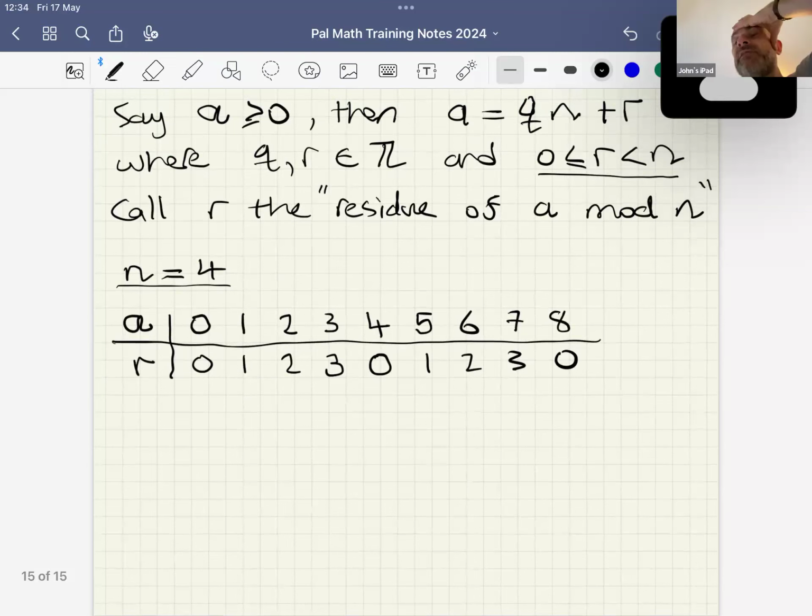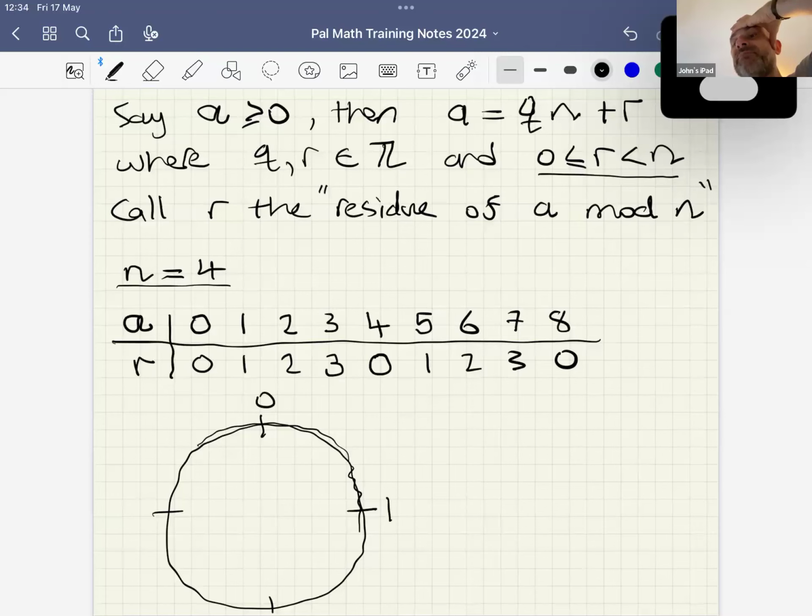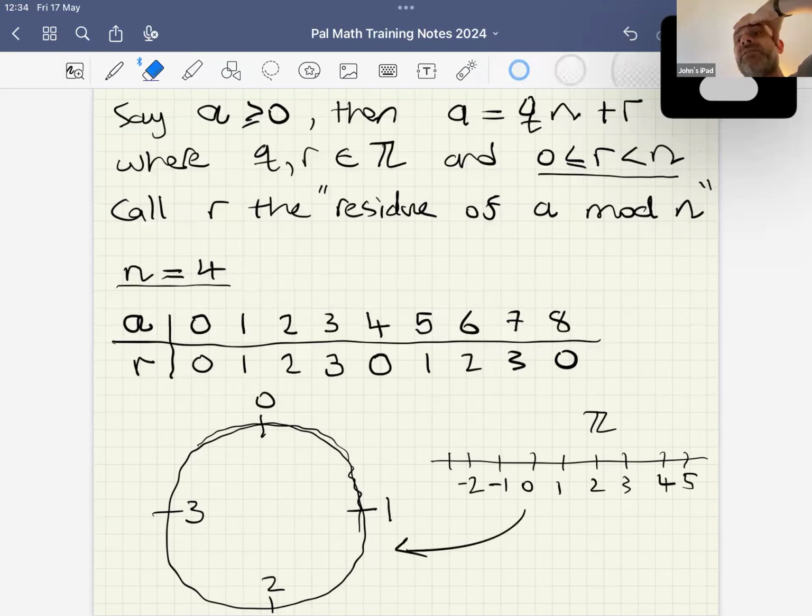Okay, so if you've seen this before, it's very simple. If you haven't seen it before, it's also very simple. The point is, it's like a circle. You're going around a circle, and the circle has 4 marks on it. And you can imagine getting your entire number line. So this is the integers: 0, 1, 2, 3, 4, 5, minus 1, minus 2. And you can wrap it around the circle.